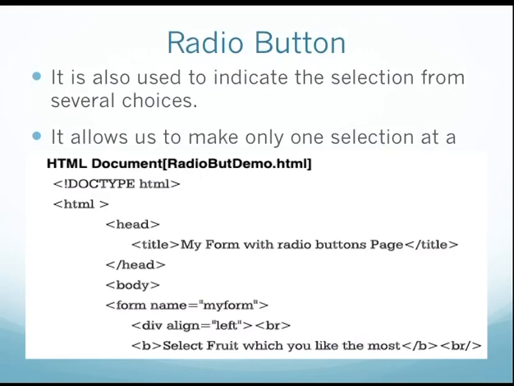Doctype HTML, then the HTML tag. Open head tag. Title is my form with radio button page. Close head tag. Open body tag. Then inside the body tag we are creating a form. So open form tag. Give the name to the form as my form. Then div align is equal to left. We are starting from left. Then I have written one text in bold, B tag: select fruits which you like the most. Then close B tag. Then again a break.